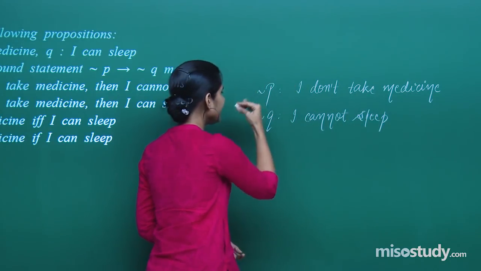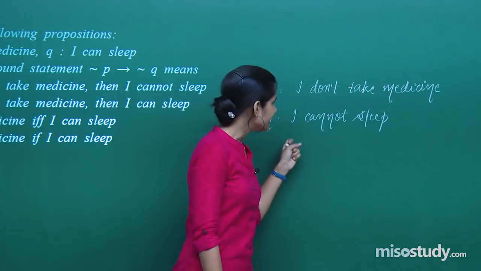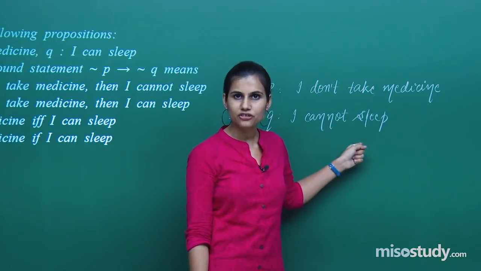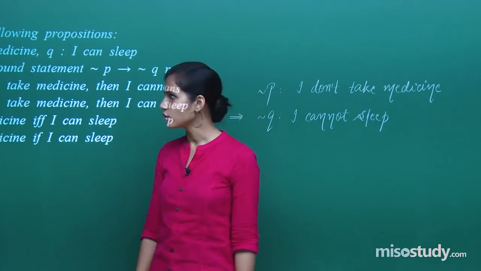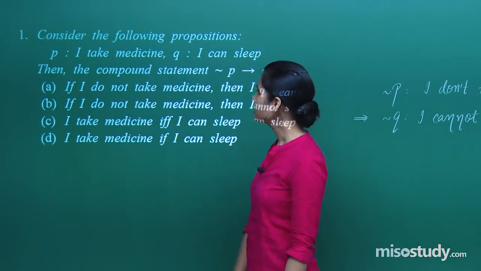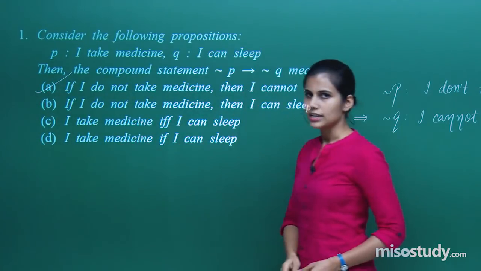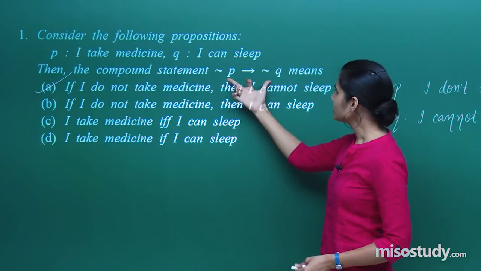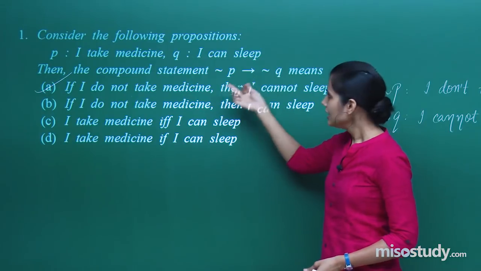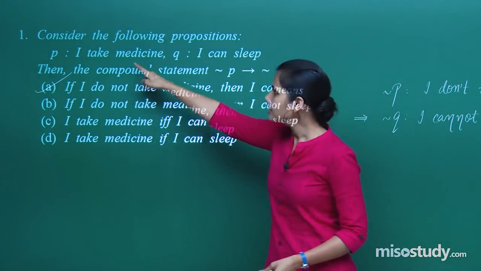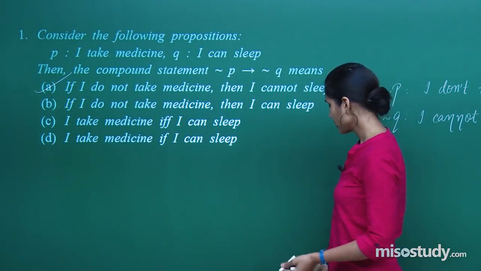And therefore not P implying not Q means if I don't take medicine, then I cannot sleep. That's the implication, the if-then statement. That is what is written in the first statement: if I do not take medicine, then I cannot sleep. So the first is the right answer. Easy enough, just understand the meaning of this. It means if not P, then not Q. If P is this, what is not P? Q is this, what is not Q?